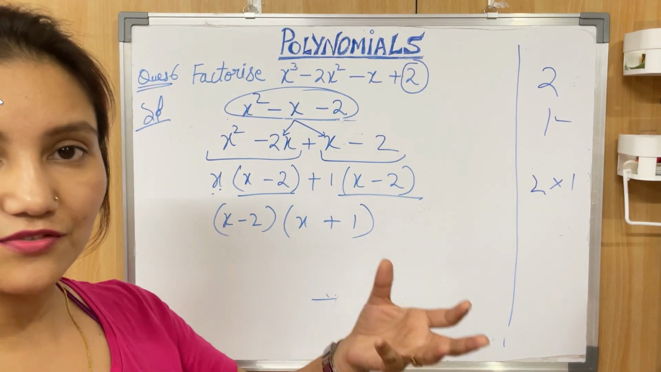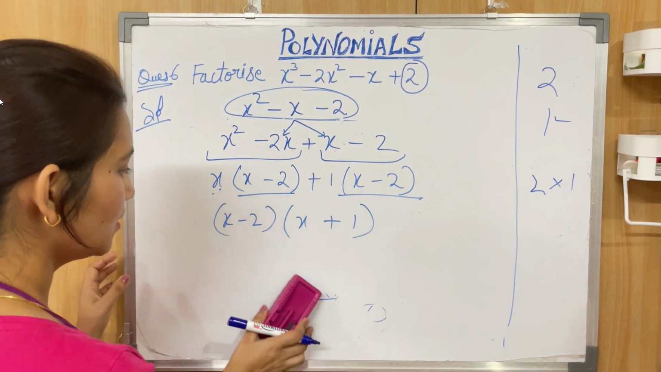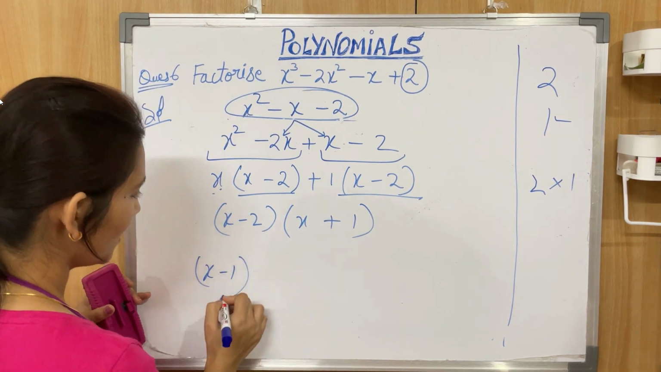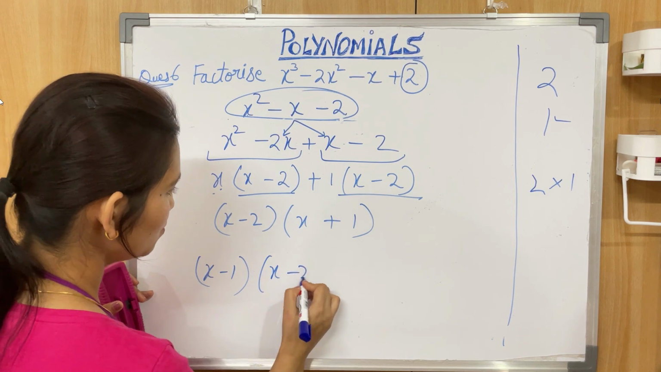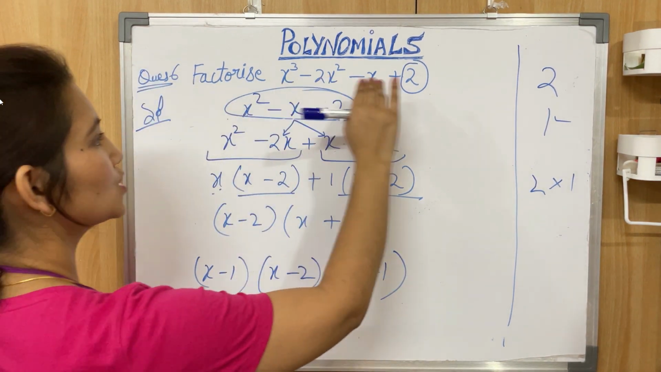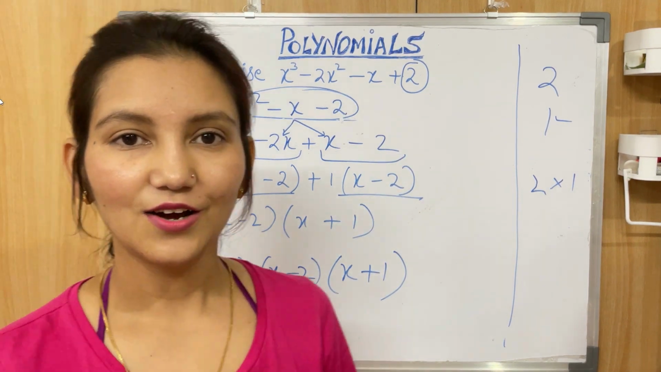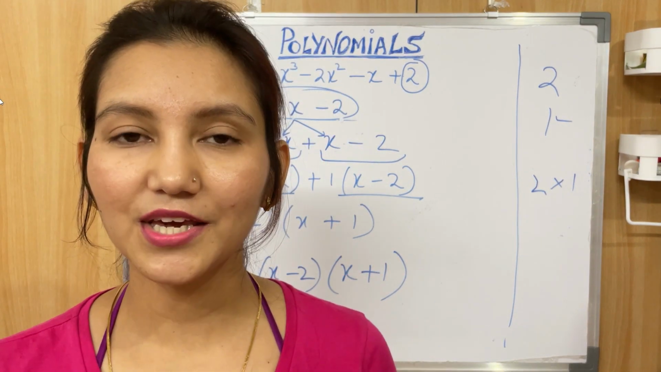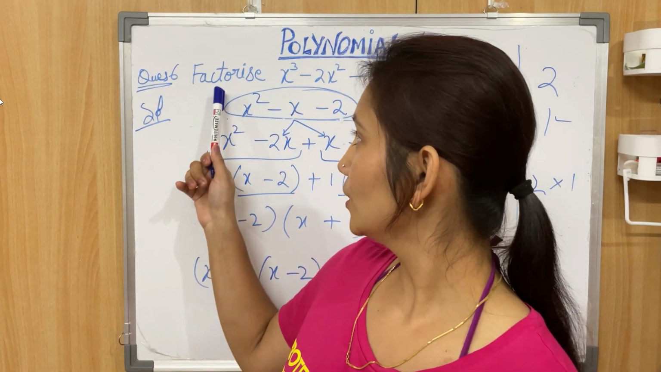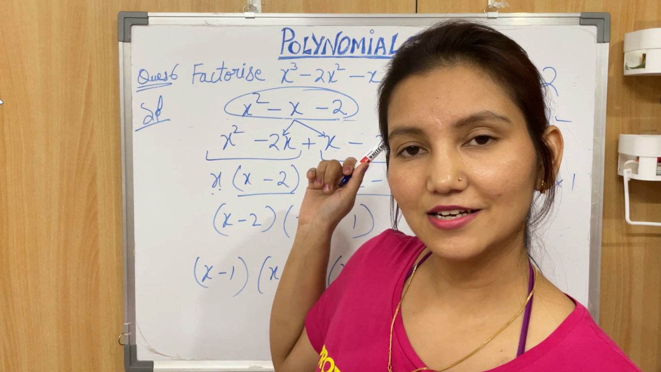So what are the total factors? So we got 3 factors, right? One factor that we got by using factor theorem was x minus 1. Now these two factors, x minus 2 into x plus 1. So these are the 3 factors of this polynomial. Clear? Okay. So this is how we can use middle term split and factor theorem to find out the factors of such cubic expressions, right?